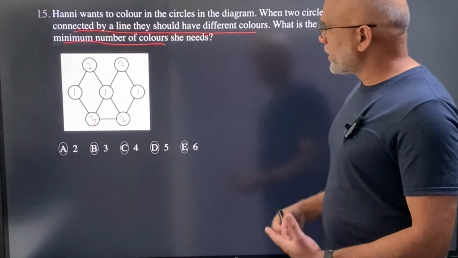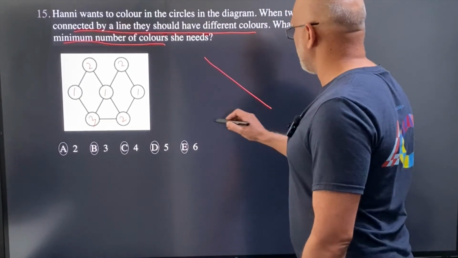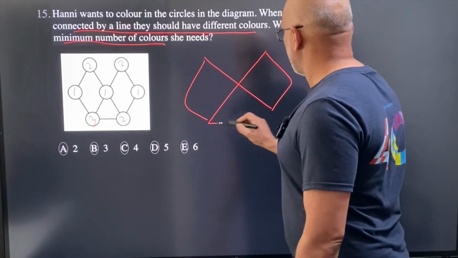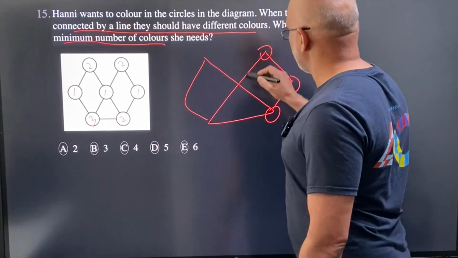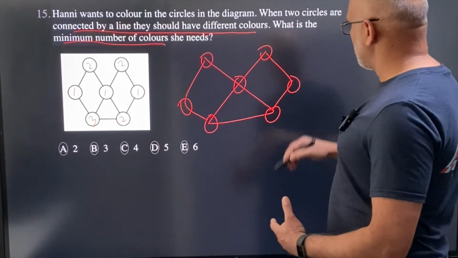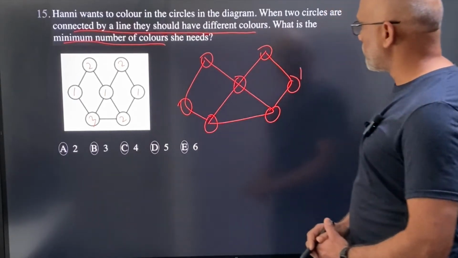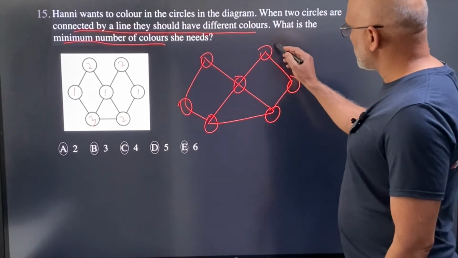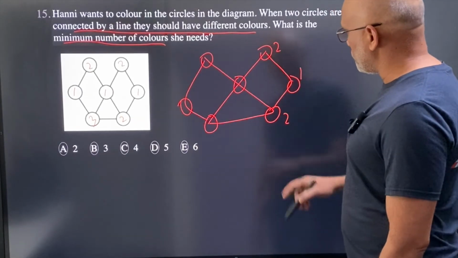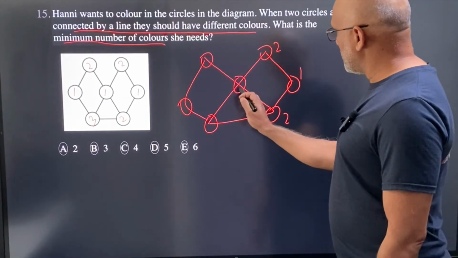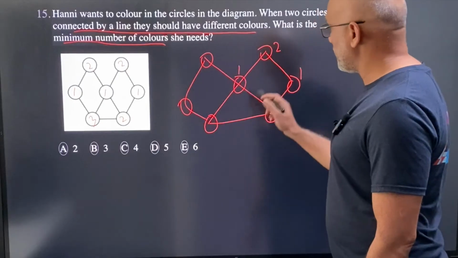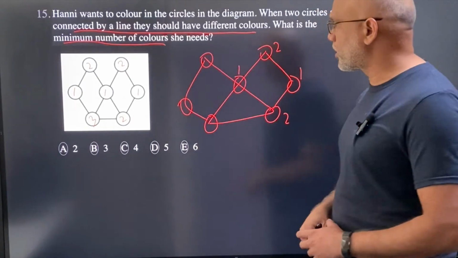Now let me start with a different node. So these are the circles. Let me start, let's say for example here, I'll start with color 1 here. So it cannot be 1, so it has to be 2. This can also be 2 because these two are not connected. So this is connected to this, so this cannot be a 2, but this can be 1, right? I want to reuse because I want to minimize the number of colors.